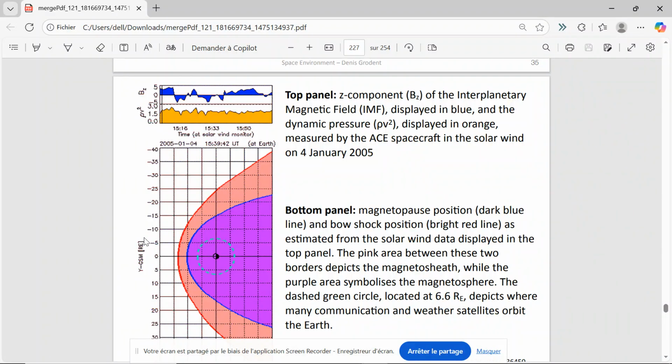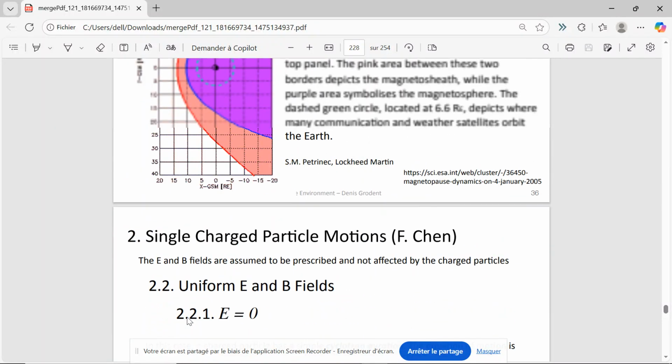So it was a dynamic slide showing the evolution of the magnetopause depending on the solar activity. When the solar activity is large, the magnetosphere is doing its job. However, the particles are able to enter closer to the Earth, sometimes reaching the geostationary Earth orbit, perturbing satellites.